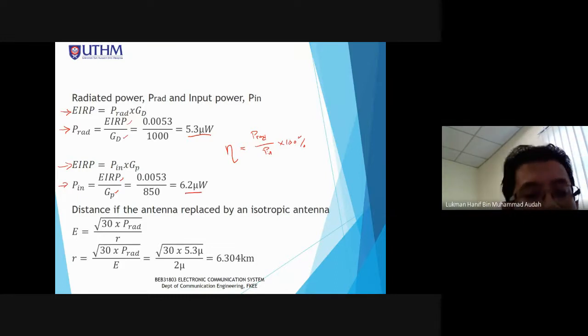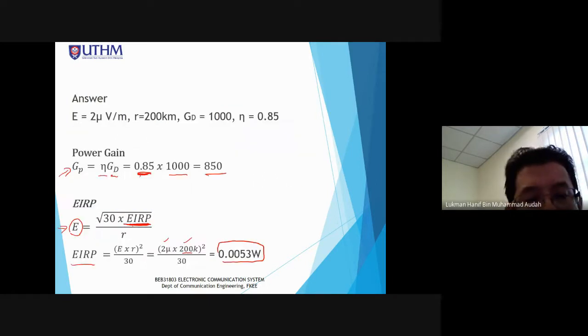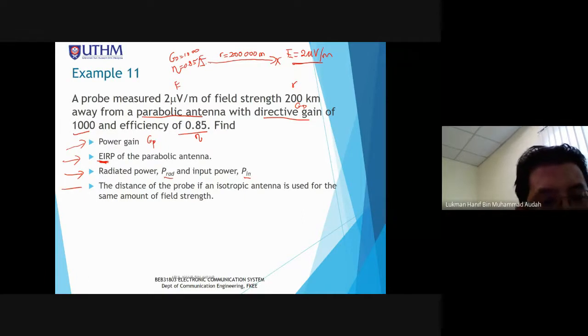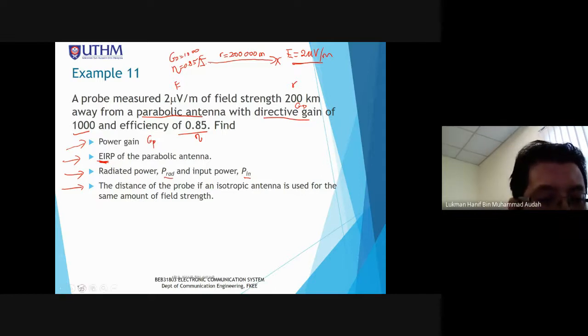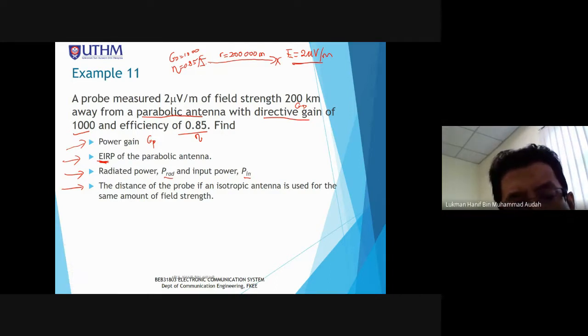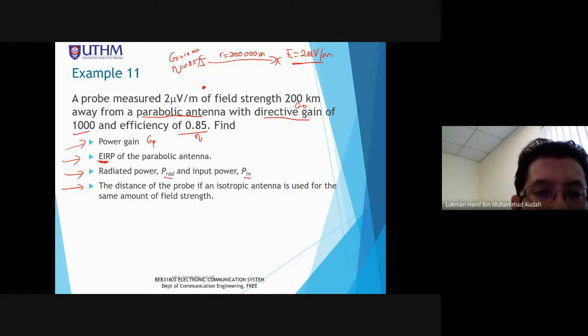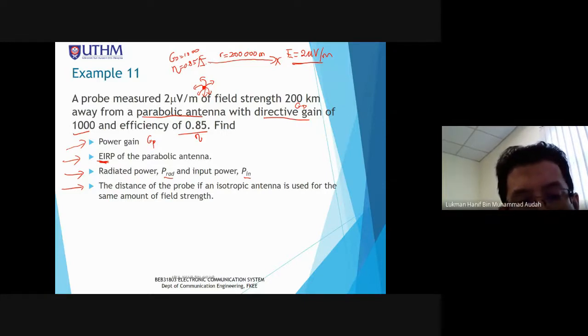Okay. Kemudian, the question asks, so I flashback. The question asks, how much is the distance of the probe if an isotropic antenna is used for the same amount of field strength? Apa maksud dia? Maknanya, ni saya nak lukis sikit. So maknanya dikatakan di sini kalau kita gantikan antena ini dengan isotropic antenna, if we change it, okay, with isotropic antenna, okay, so we want to find the distance.